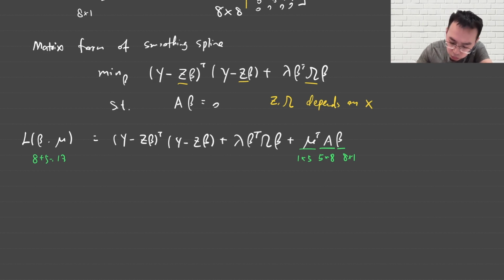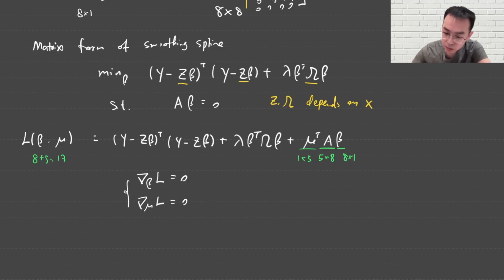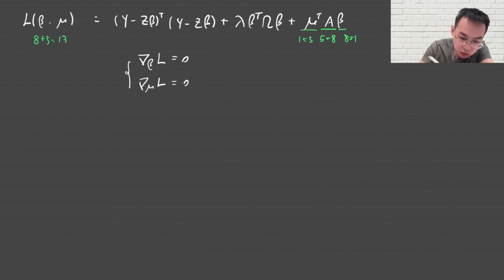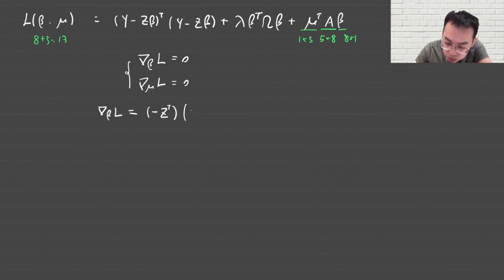And to solve this, we are using the condition such that the gradient with respect to β equals 0, and the gradient with respect to μ equals 0 as well. So let's do that. Okay, so gradient of β, we use the chain rule here, is going to be Z transpose times 2 (y minus Zβ).